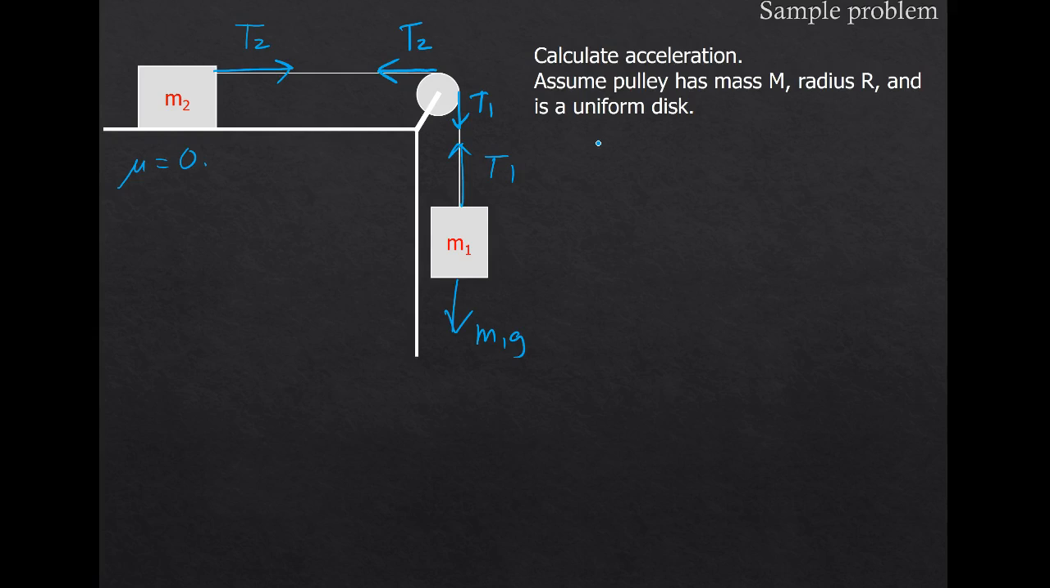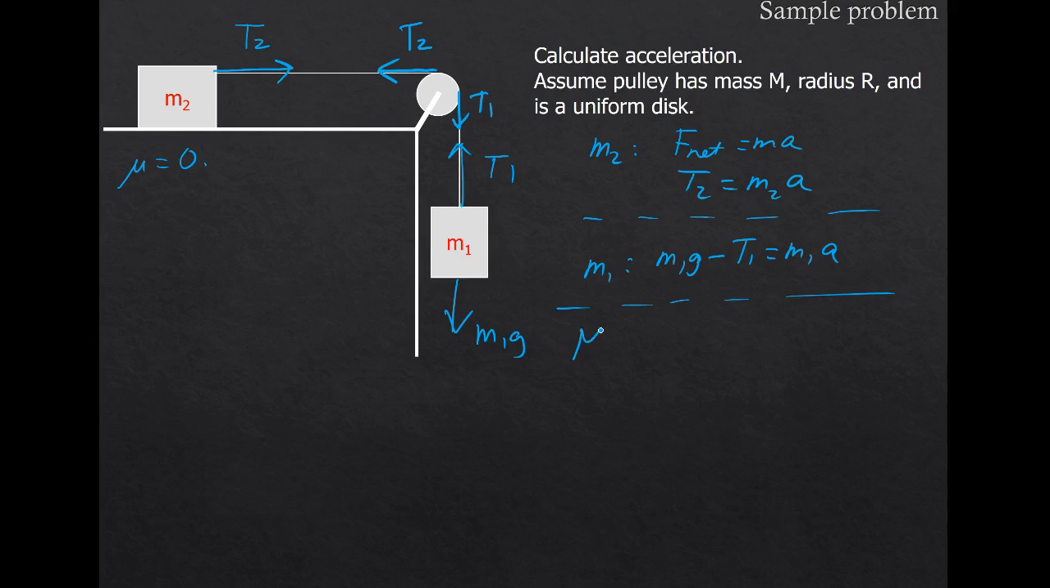So you can't assume that the pulley is massless anymore, and so T1 and T2 are going to be different. Okay, so for M2, we can say that F net is equal to MA, so T2 is equal to M2 times A. Now A will be the same for all of these. Okay, and for M1, we can say again that F net is equal to MA, so M1G minus T1 is equal to M1A.